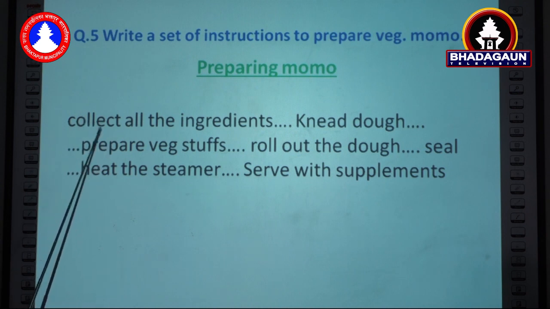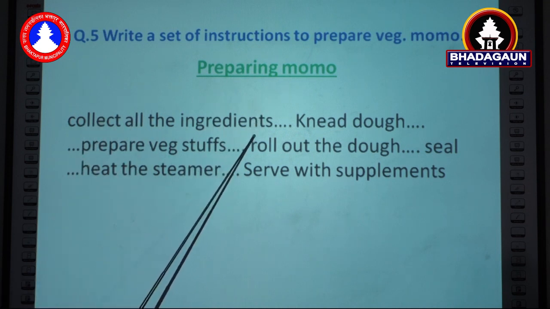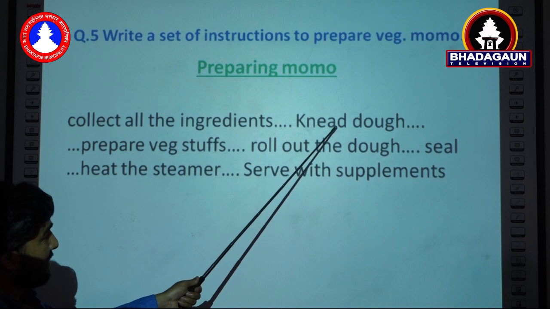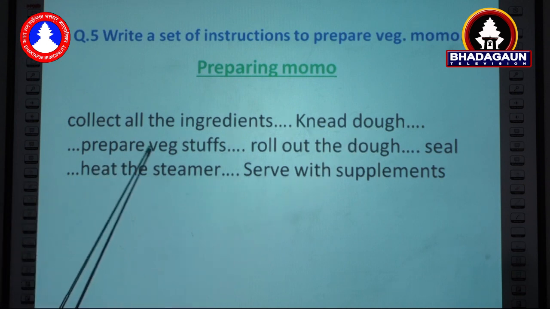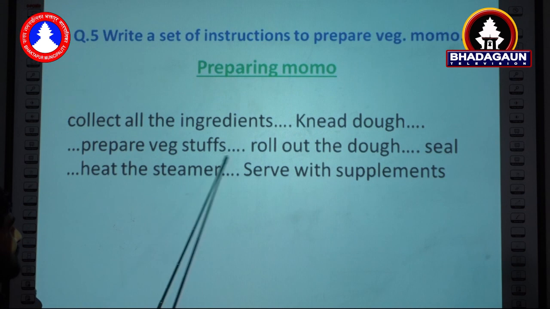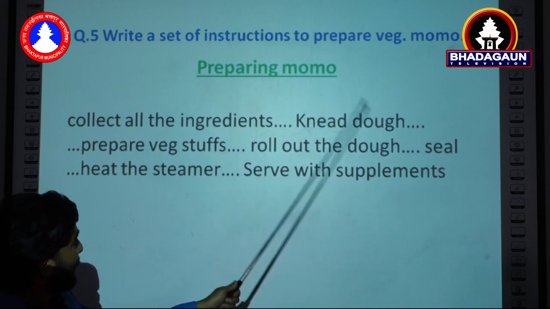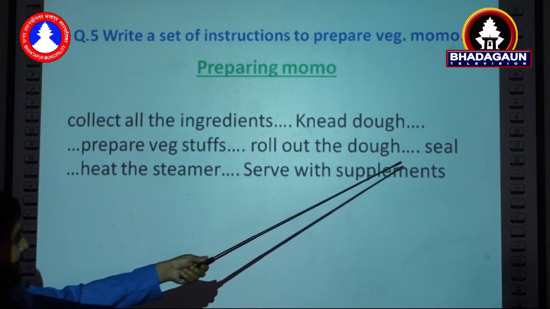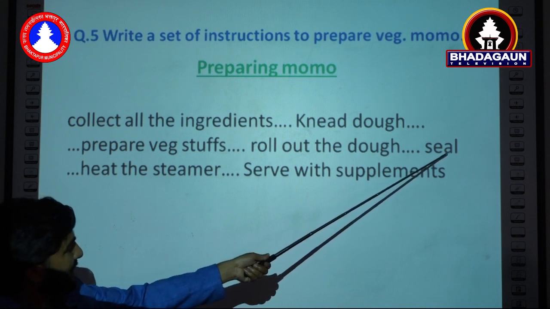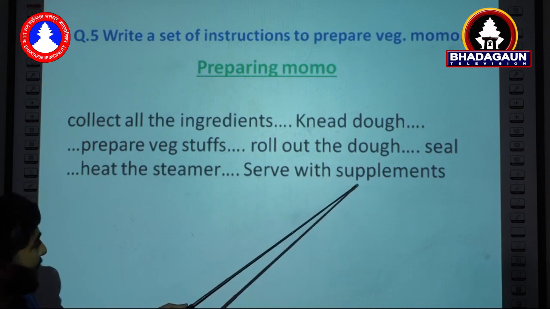So the first one, what do we do? Collect all the ingredients. When you prepare momo, the first step is to collect all the ingredients. You can write one or two examples of what type of ingredients are used. Knead the dough: you have to mix flour and water and knead that to make the dough, right? Prepare vegetable stuffing. Roll out the dough, and after that seal. Just seal is given there. Now you have to make it clear yourself, what to seal and where to seal, right? Heat the steamer, serve with supplements, or additional things.